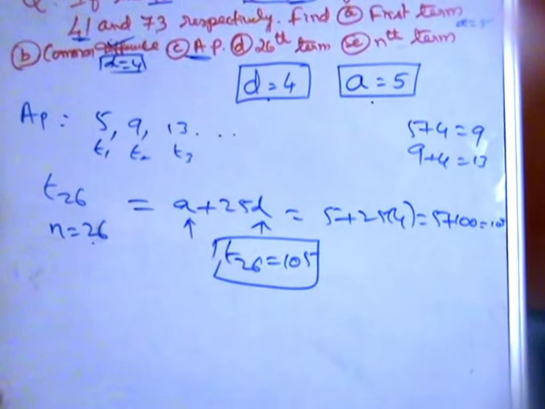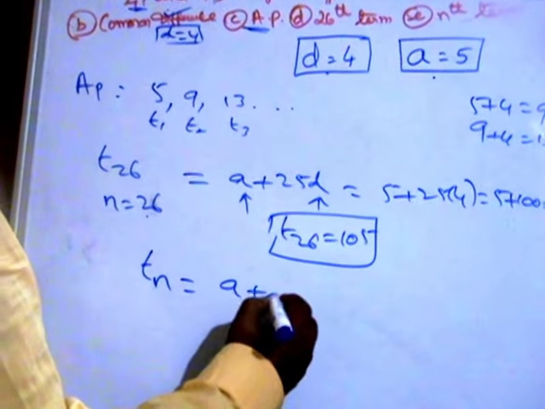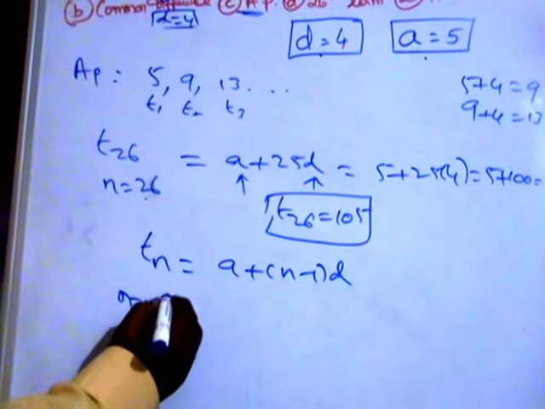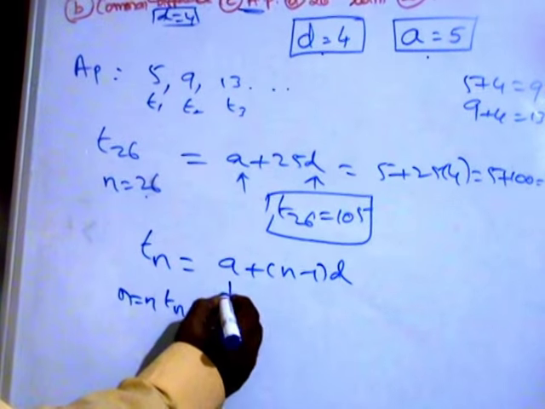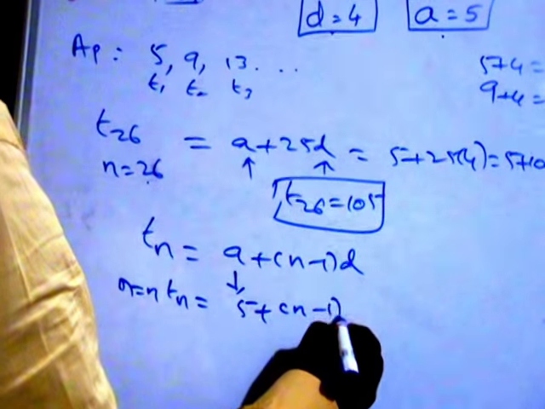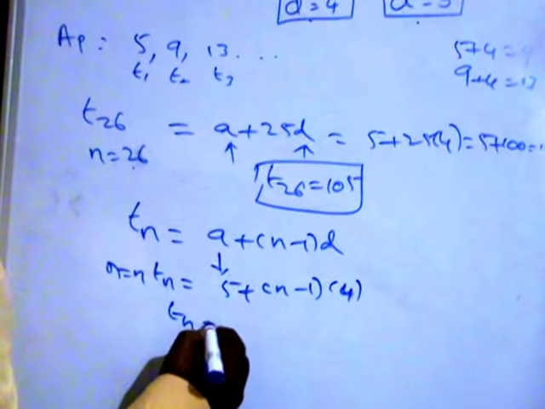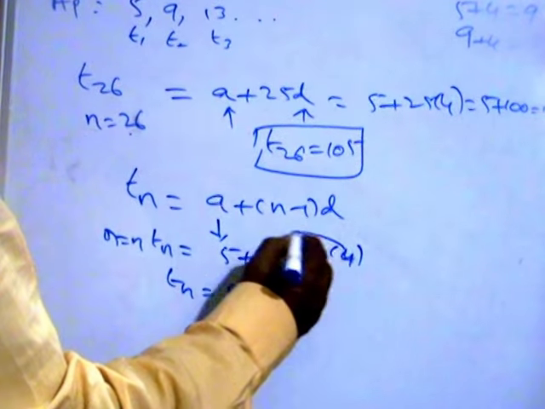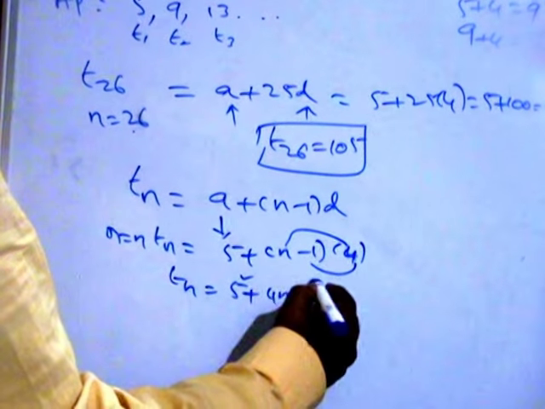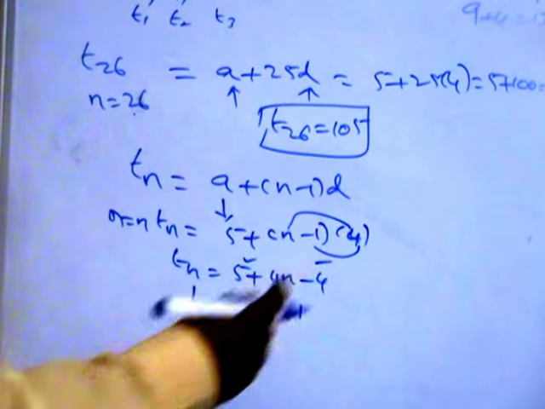Then they want the nth term. Nth term means you must write the formula Tn equal to a plus n minus 1 into d. n stands for n only. So Tn equal to a, which is nothing but 5, plus n minus 1 into d, which is nothing but 4. So you get Tn equal to 5 plus 4 into n, which is 4n minus 4. 5 minus 4 is 1. Tn equal to 4n plus 1. This is the nth term.